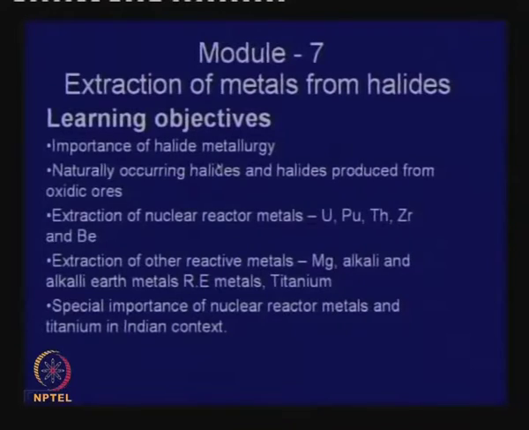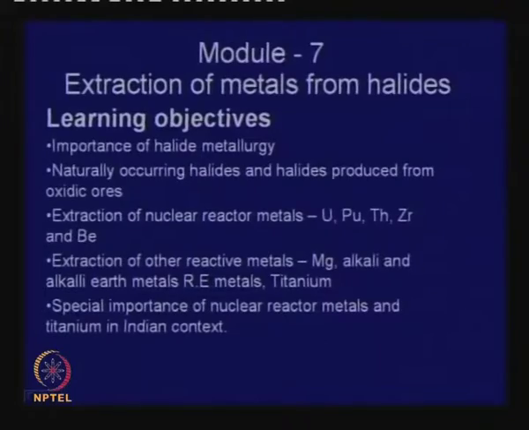In module 7, we discussed extraction of metals from halides, and I made a distinction between halides that are in nature, like magnesium chloride, sodium chloride in seawater, or magnesium chloride in some deposits which are found on sea beaches, exposed seabeds. These are natural halides, but I also talked about extracting metals from halides that are produced from oxides.